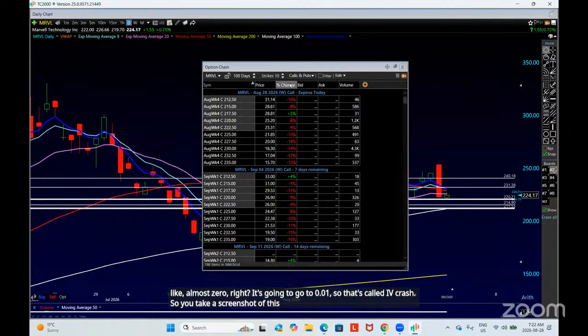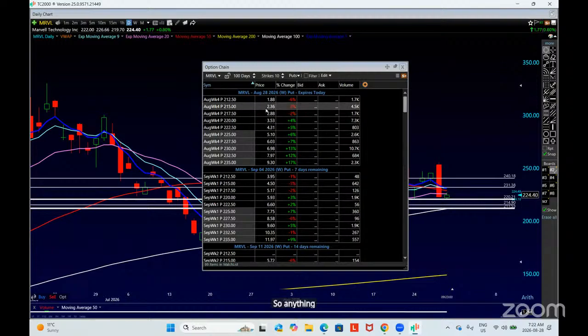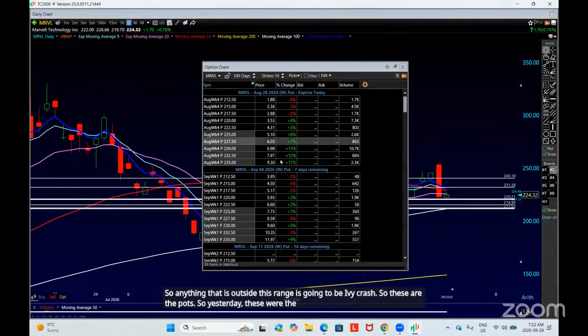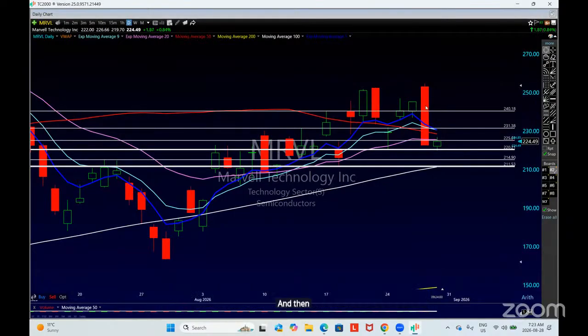So this is the calls, and then you can take the puts, right? So anything that is outside this range is going to be IV crash. So these are the puts. Yesterday these were the puts. So here as well, anything that is outside that range is going to get IV crash. Okay. So in earnings reversal, what we are going to do is scoop up the cheap contracts and then ride it up for it to gain. That's the way to play it.